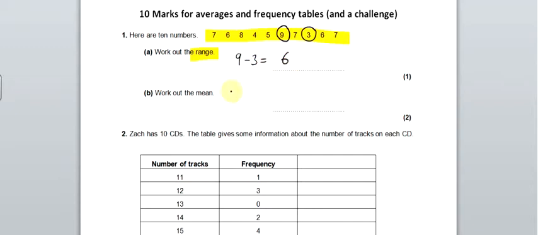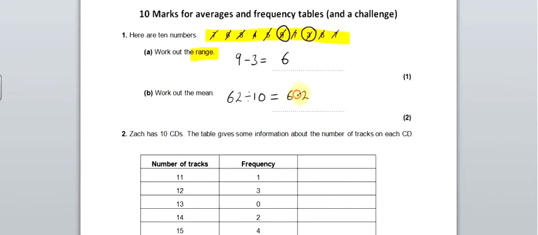Now for the mean. You add then divide for the mean. So we're just going to add them all up. So we've got 6 and 4, which makes 10. Then we've got those two, which makes 25, 30, 39, 46, 49, 55, 62. 62. And we're going to divide it by 10. So that gives us 6.2.